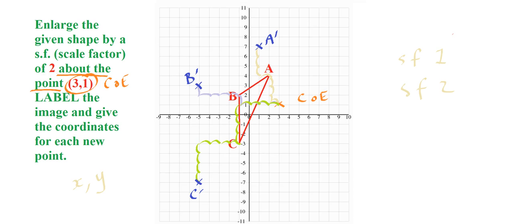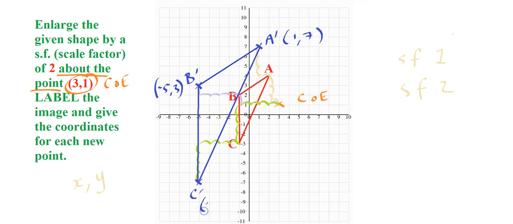To finish this off, one of the last tasks is to draw the image. So that's that point. I've already labeled the image, A dash, B dash, and C dash. And the final thing that I really need to do is give the coordinates for A dash, B dash, and C dash. So I can just write it right next to those points. So A dash is 1, 7. So write that down. B dash is -5, 3. Okay, and C dash is -5, -7. Finished.